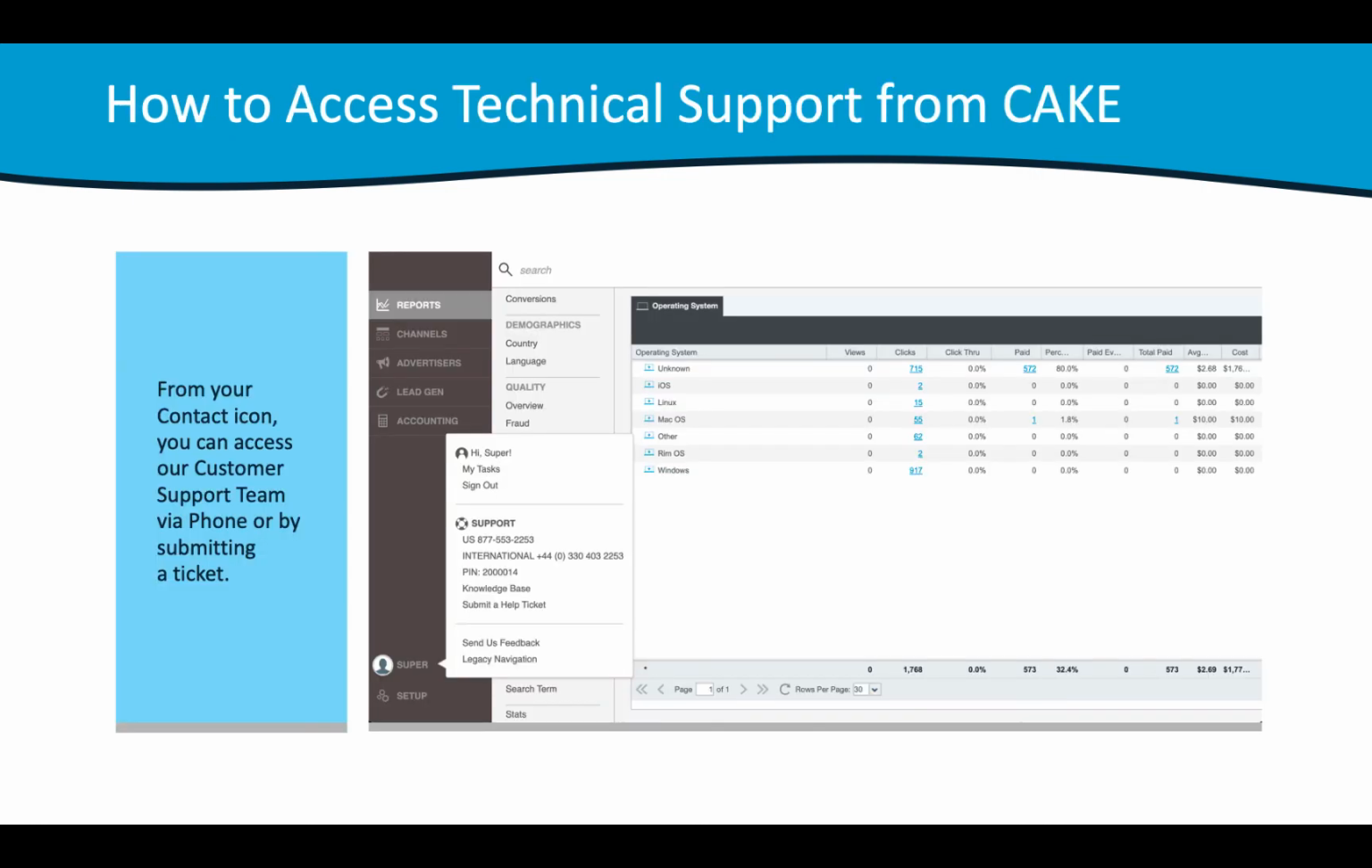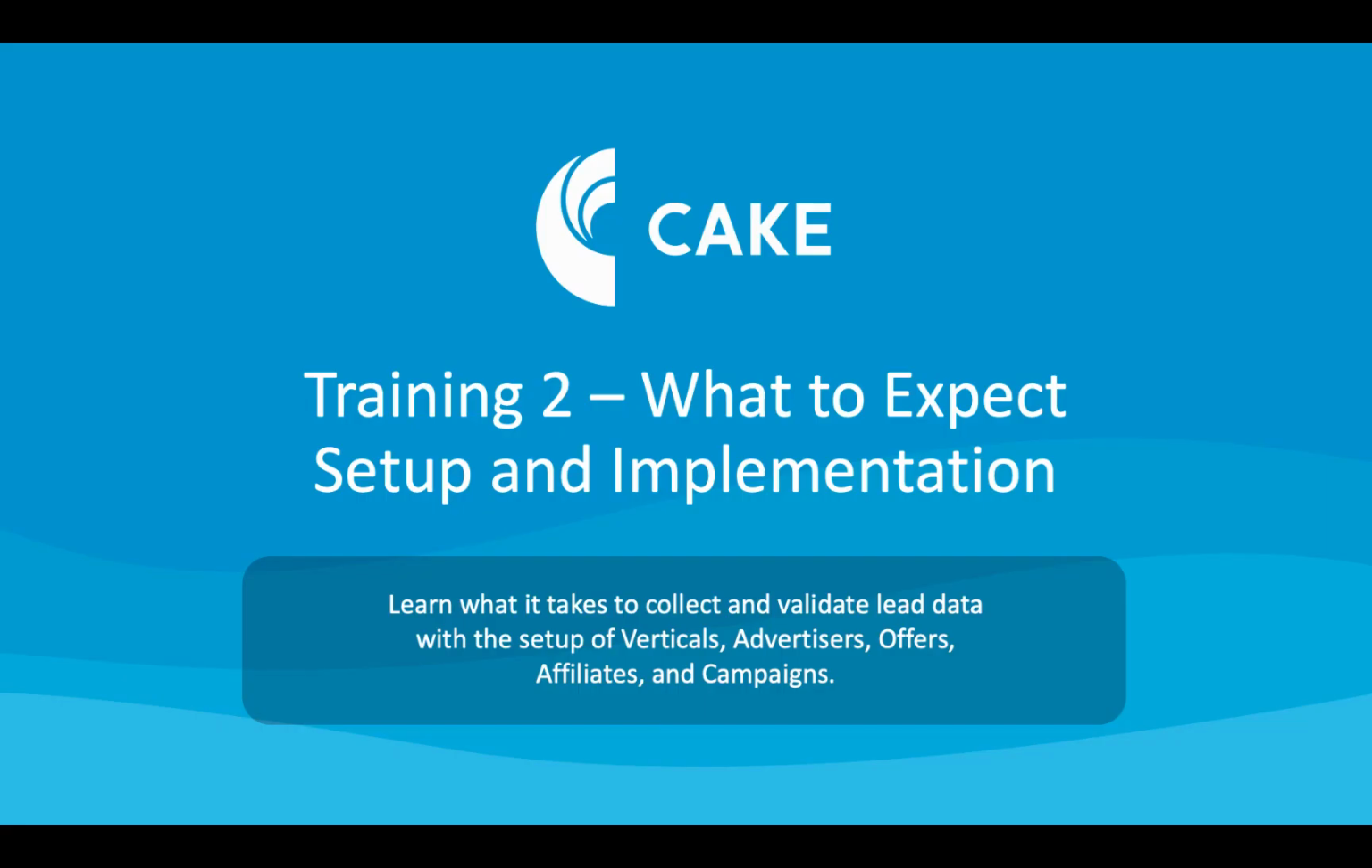To access technical support while you're within Cake, go ahead and click on your name in the bottom left, just right above setup there, and you'll be able to access our knowledge base or submit a ticket, and that's probably the quickest and easiest way, besides just sending an email to support@getcake.com. If you're already logged into Cake, then just go ahead and click on your name there and you have your access.